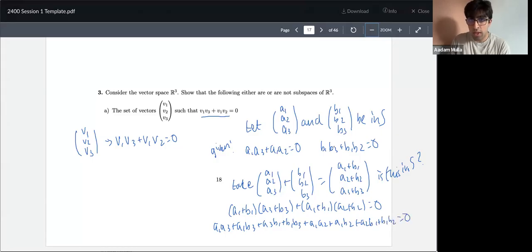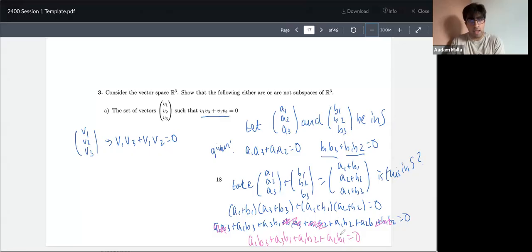And as you can see, we have B1B3 plus B1B2. Those are going to go away and turn into zeros. And then similarly, A1A3 plus A1A2 are going to be 0. But we're still left with this equation that says A1B3 plus A3B1 plus A1B2 plus A2B1 equals 0. And there's no guarantee that this is true.